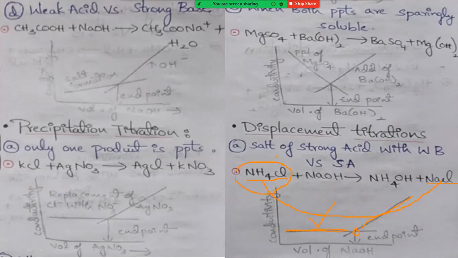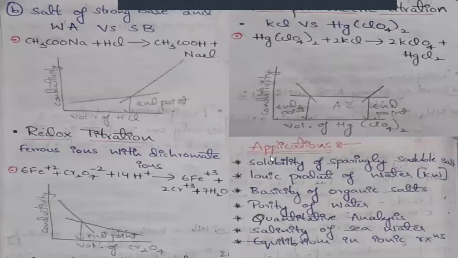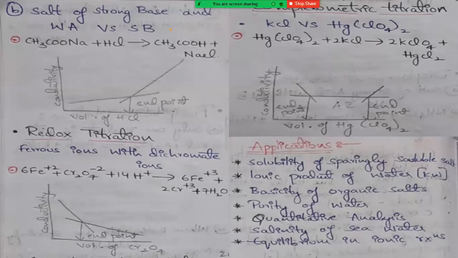This is one type of displacement titration, and the second type is the salt of a strong base and weak acid, with weak acid versus strong base. Here, a small correction: we have to take a strong acid, because in the reaction we can see HCl, which is a strong acid.